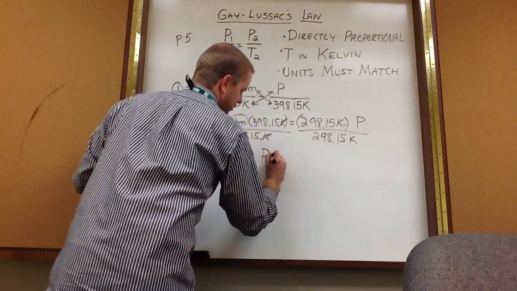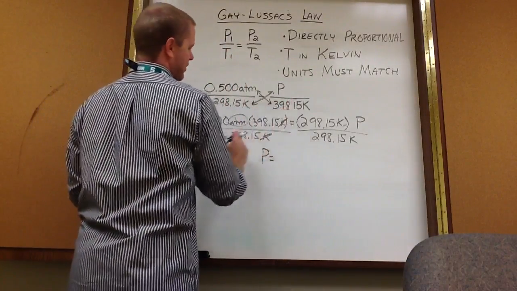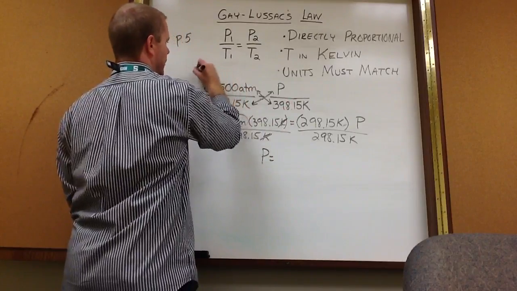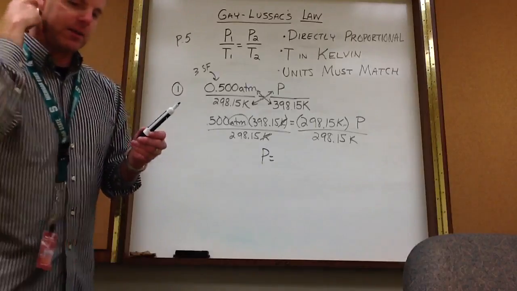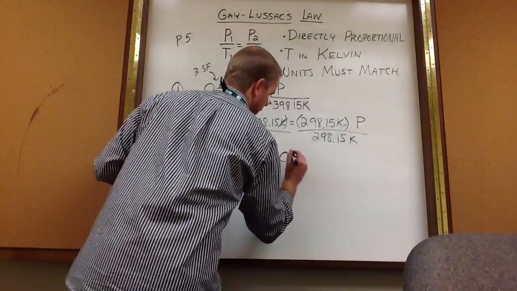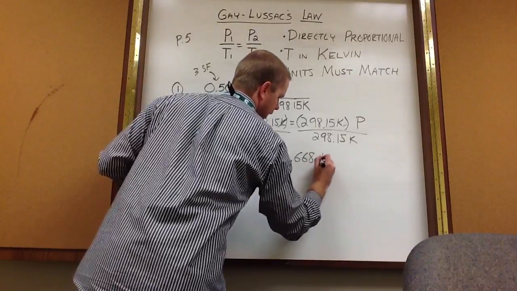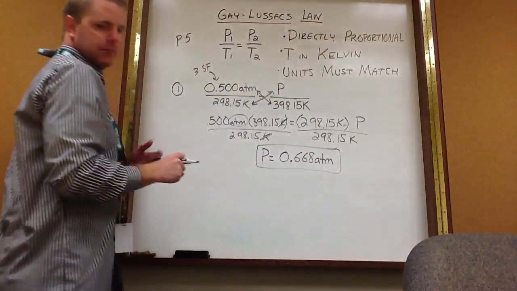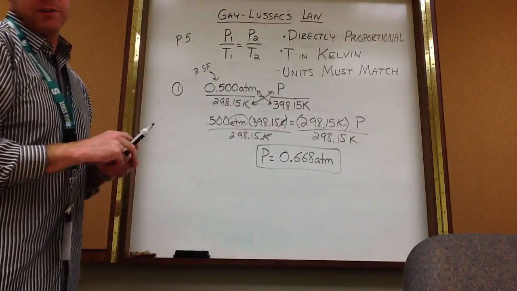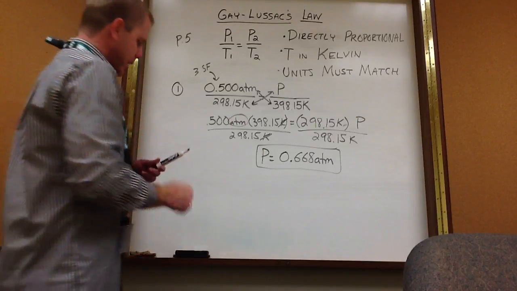You do the math on this. P equals. 3 significant figures, 5 significant figures, 5 significant figures. Therefore, your answer can only have 3 significant figures. So you do the math on it, and with 3 significant figures, the answer is 0.668 ATM. Pretty basic, pretty simple, I think. Okay?